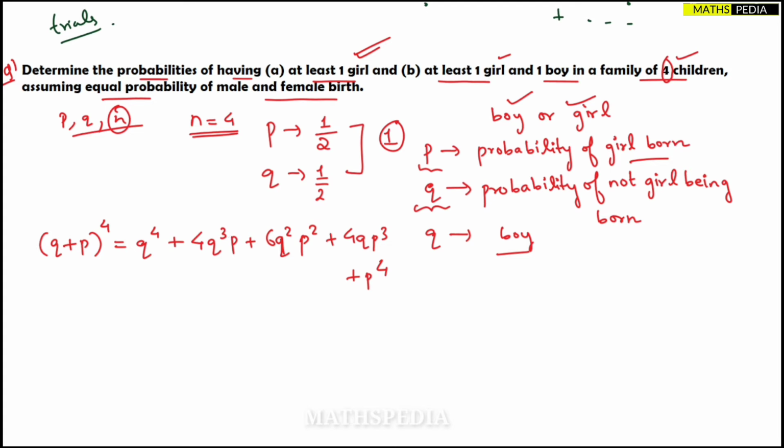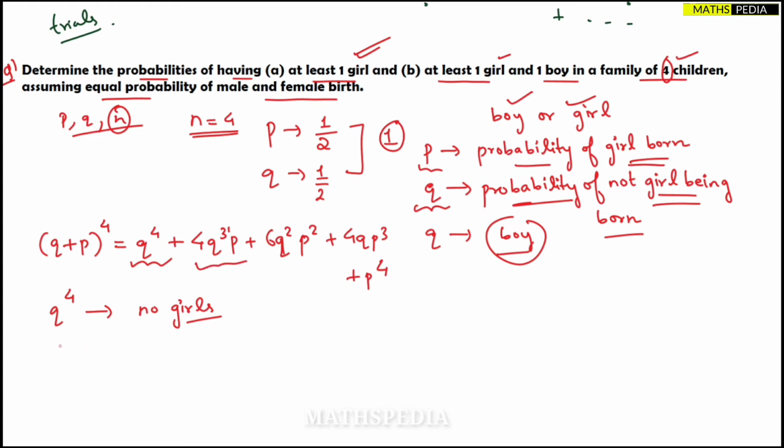Here, what is the meaning of all these terms? How many terms are we getting? 1, 2, 3, 4, 5 terms. So let us try to understand what all these terms denote. The first term is q power 4. Q power 4 means we have considered not girl being born, that means boy will be there. So q power 4 basically means no girls, zero girls, that means all boys. Next, 4 q power 3 p means one girl being born.